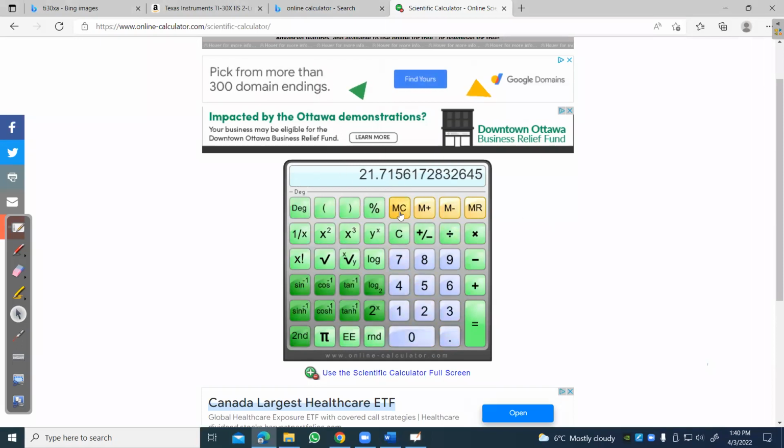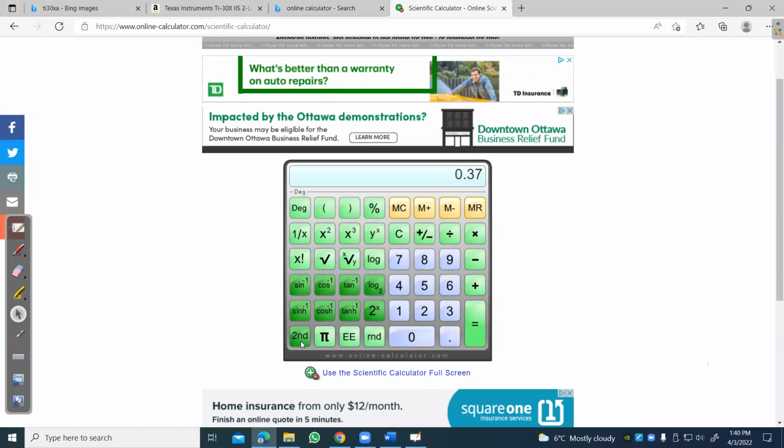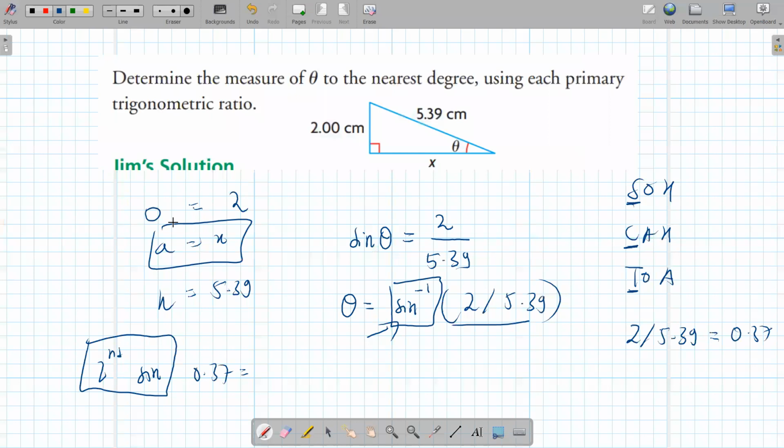You see how I did that? First press 0.37, I think this is how you do it on your calculator, and then press second function sine. And see, it's 21.715. Okay, we figured it out. So that's how you do it on your calculator. And that's the angle. You can just round it up to 22 degrees. So when the angle is missing, you have to use the second function button.